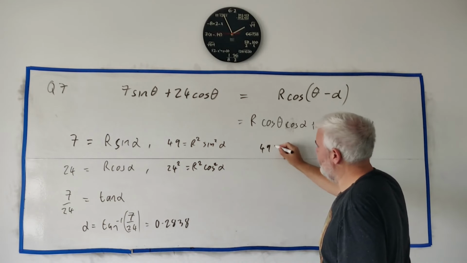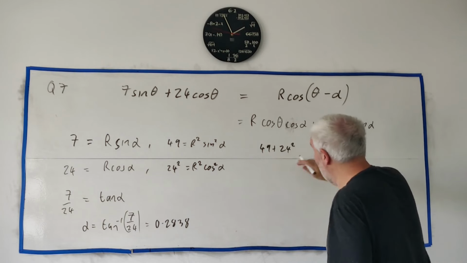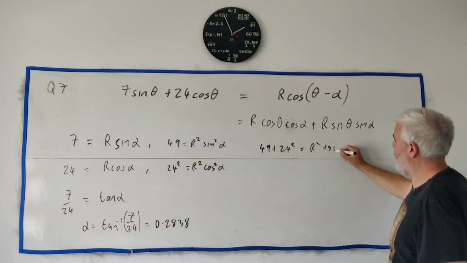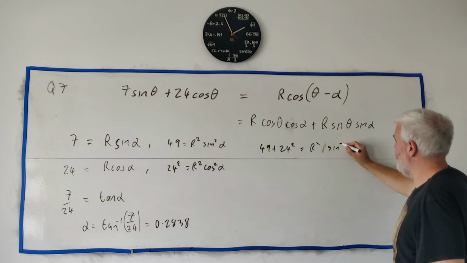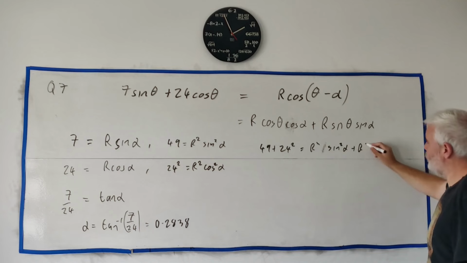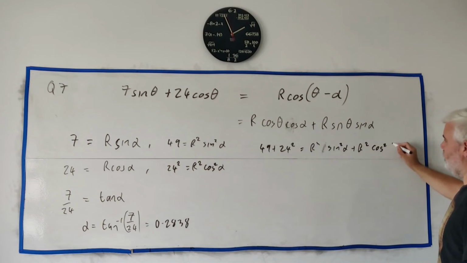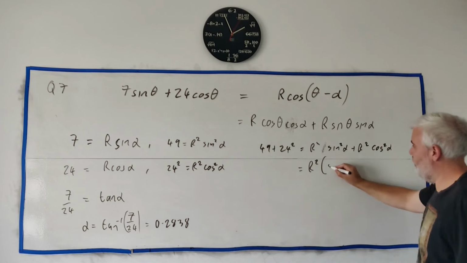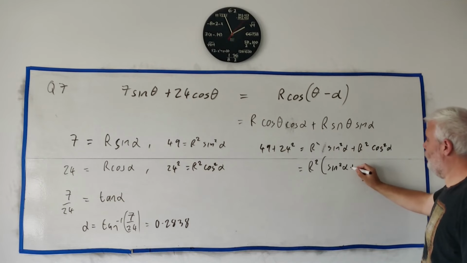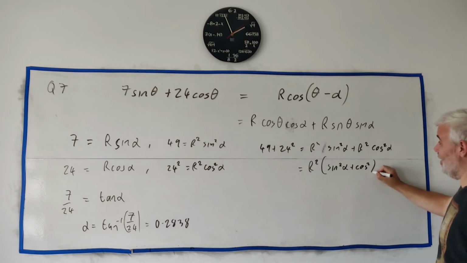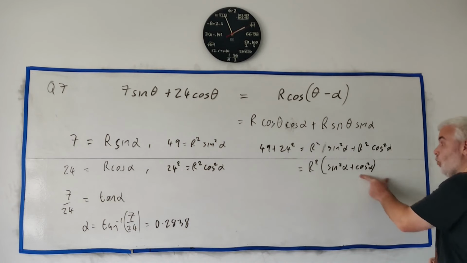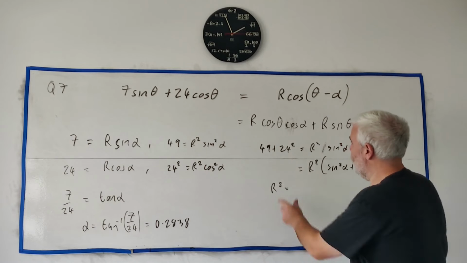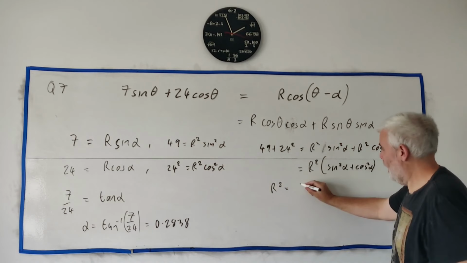I get 49 plus 24 squared on the left, and on the right I'll get R squared times sine squared plus R squared times cosine squared. Take the R squared out of both of them. I'm left with sine squared plus cosine squared, and like I said a few moments ago, that's 1. This all equals 1.